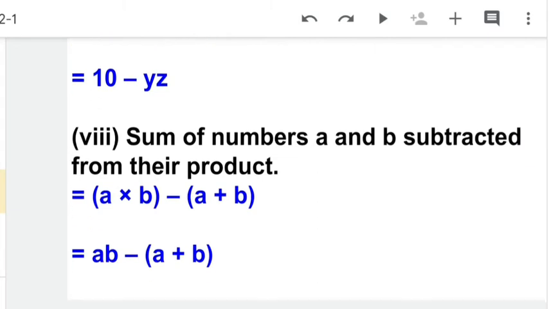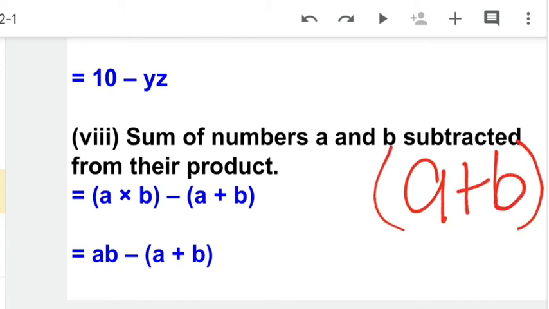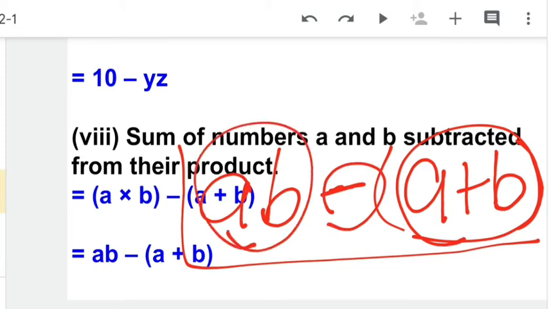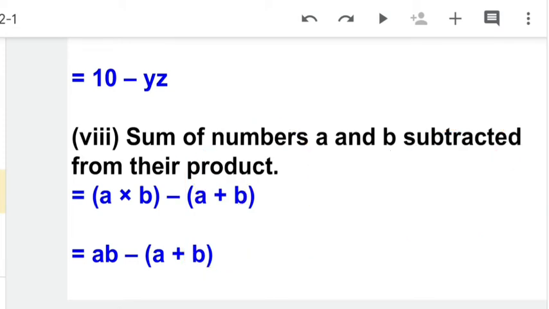Next is sum of numbers a, b subtracted from their product, that is ab minus a plus b. The sum of a and b is subtracted from their product, that is ab minus a plus b. Okay. So the most important part is we have to focus on language and try to understand what they want to say. Only then we can make the perfect expression.